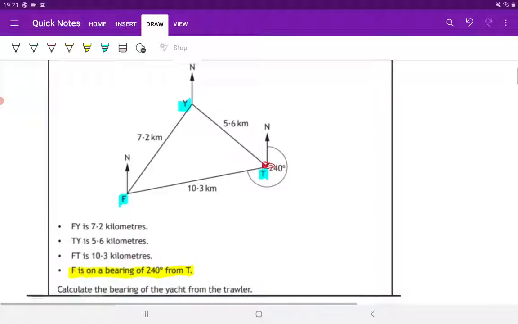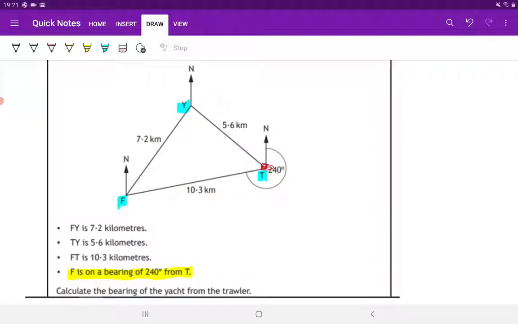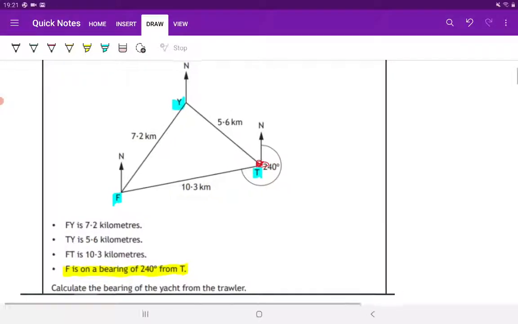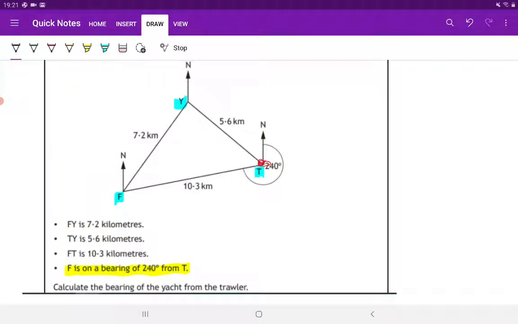Now, we are asked to calculate the bearing of the yacht from the trawler, okay? So from the trawler means you're standing at the trawler, which is over here, where I've got that red dot that I've now covered with a black dot. So we want the bearing of the yacht from the trawler. This was the bearing of the ferry from the trawler, so we need to keep going and get that final little bit. The first thing I notice is the bearing of the yacht from the trawler is going to be more than 240 degrees. It's going to be 240 degrees plus that angle in there. So let's call that X, and that's the angle that we're being asked to find.